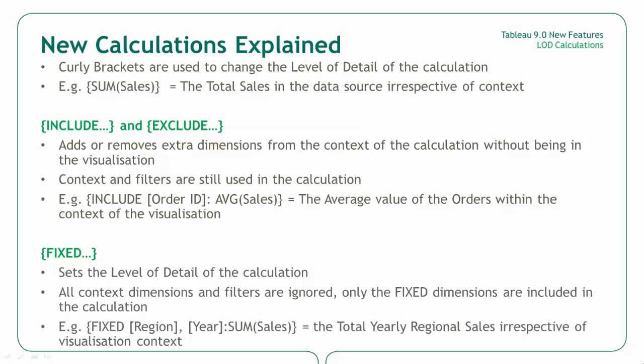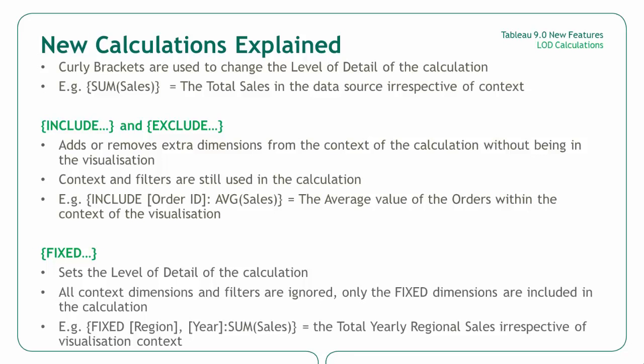Before looking at some demonstrations, let's go through a quick overview of the new level of detail calculations. Curly brackets are used to change the context of the calculation. For example, curly brackets around the sum of sales removes any dimensions from the context of the calculation. So in this case, the sum of sales with curly brackets would be equal to the total sales in the data source, irrespective of the context.